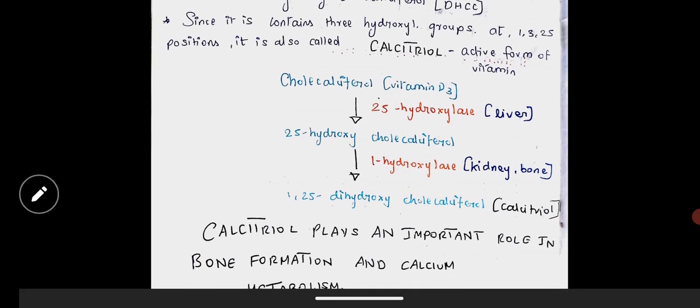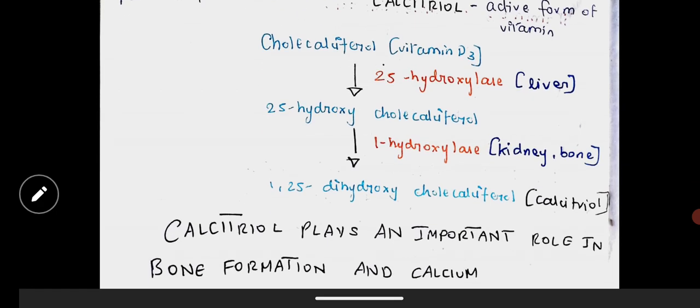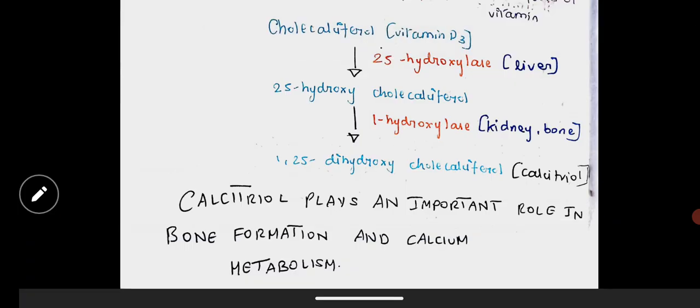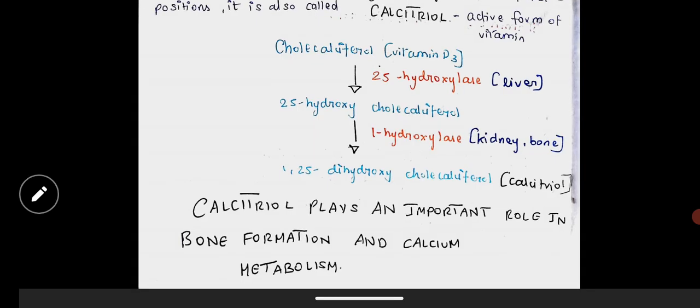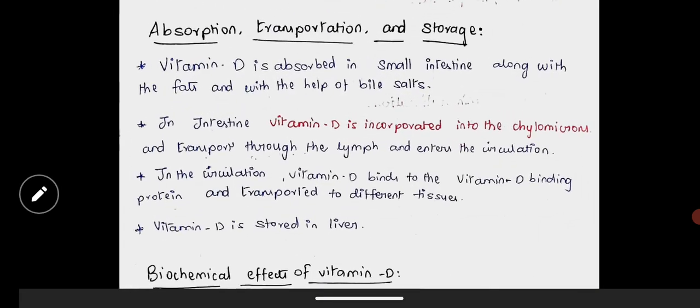I have given the process as a chain: cholecalciferol, 25-hydroxylase in the liver, 25-hydroxycholecalciferol, then transported to the kidney, 1-hydroxylase, and 1,25-dihydroxycholecalciferol, which is nothing but calcitriol. Calcitriol plays an important role in bone formation and calcium metabolism. I have given this in caps because it is an important and basic point in vitamin D. We complete the second page. Note what is noted here.